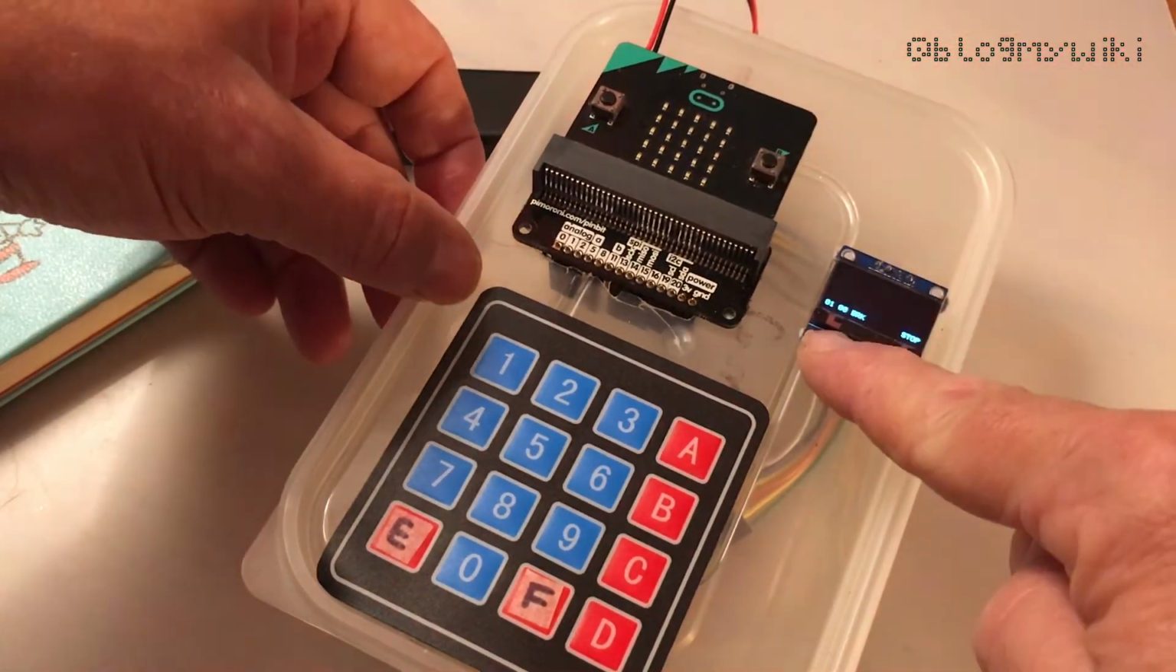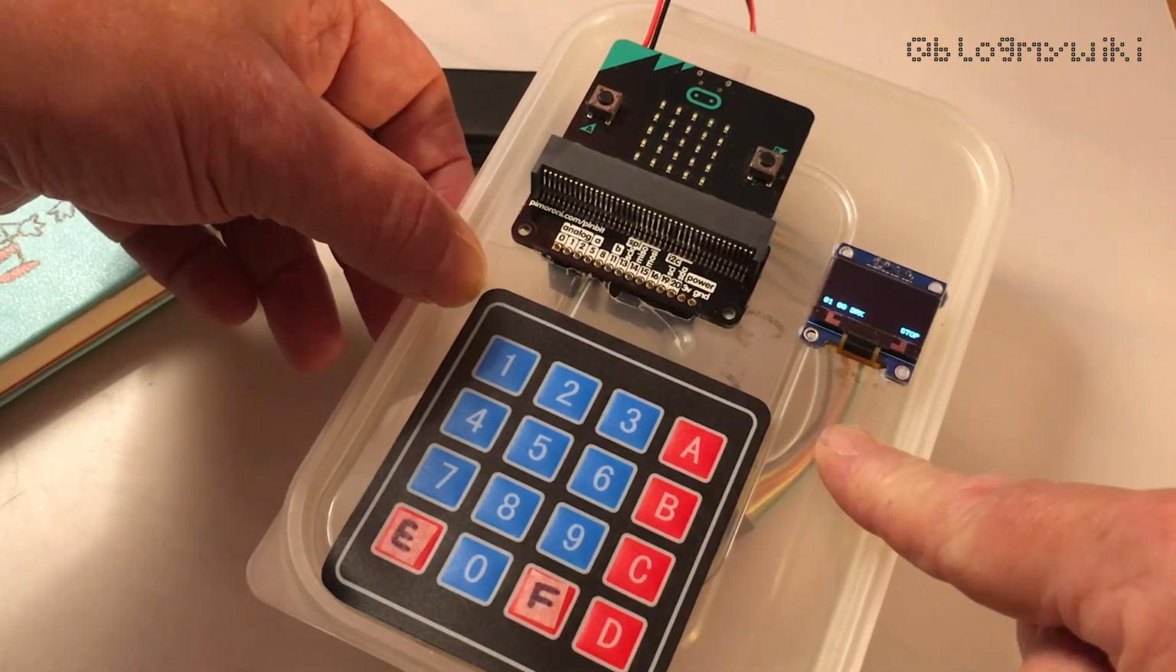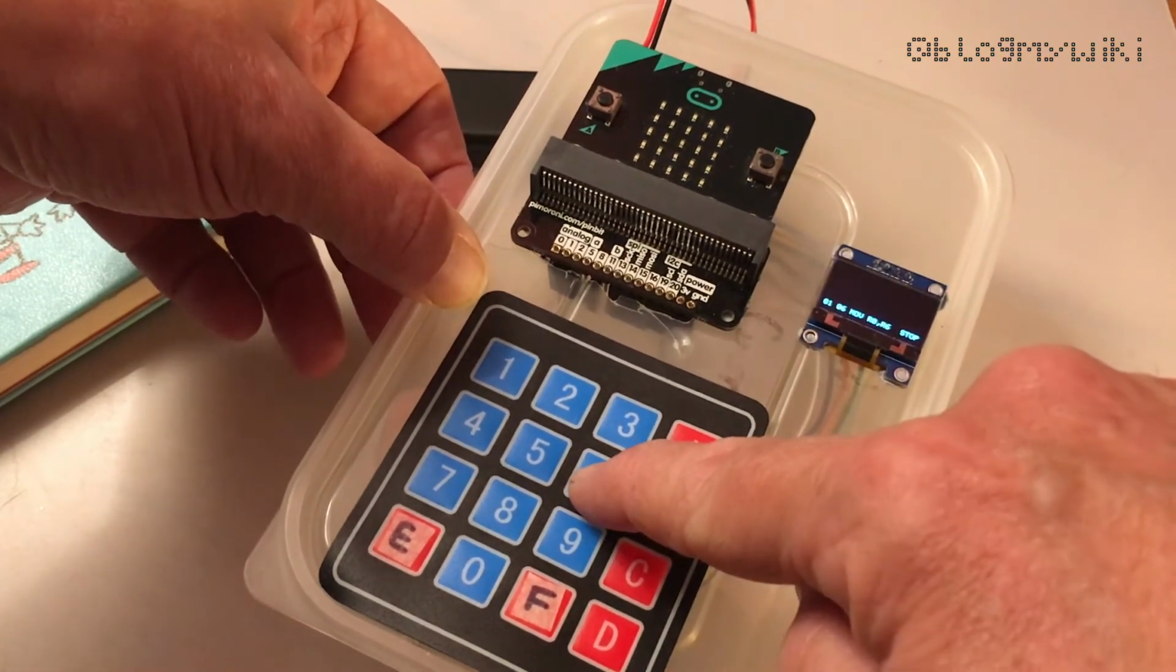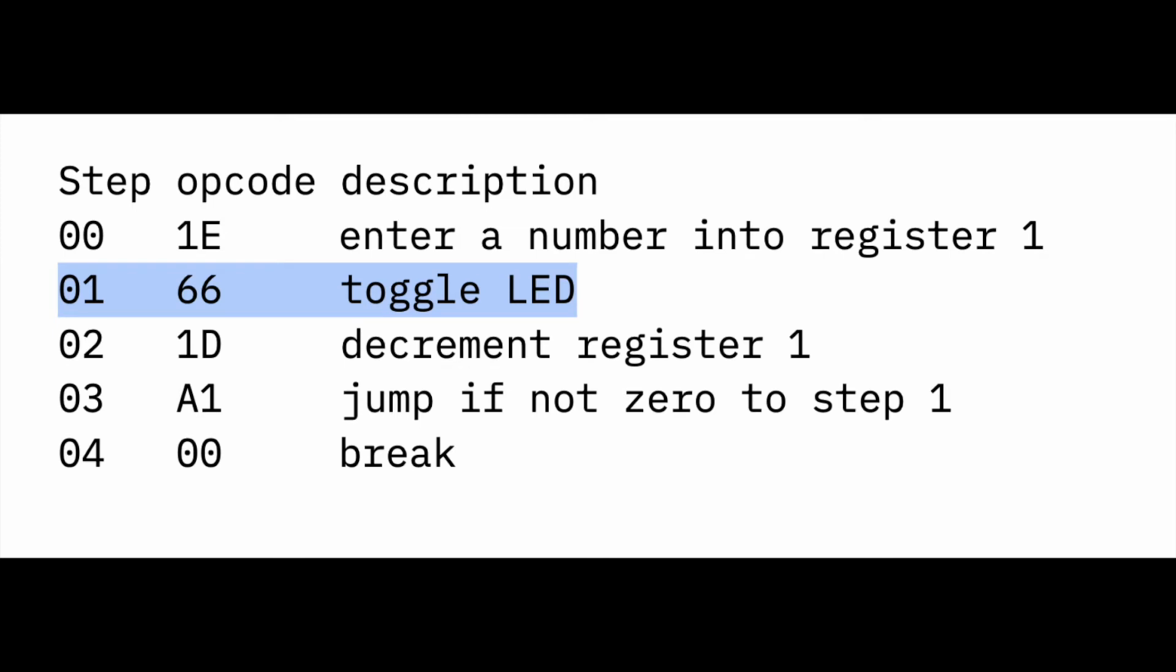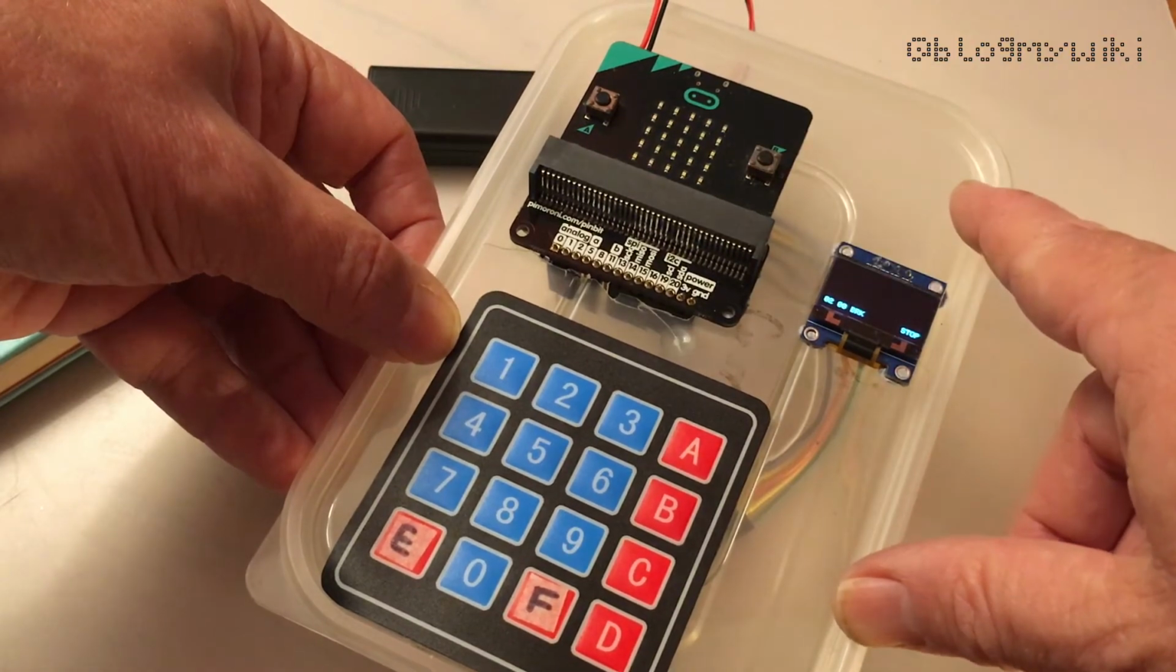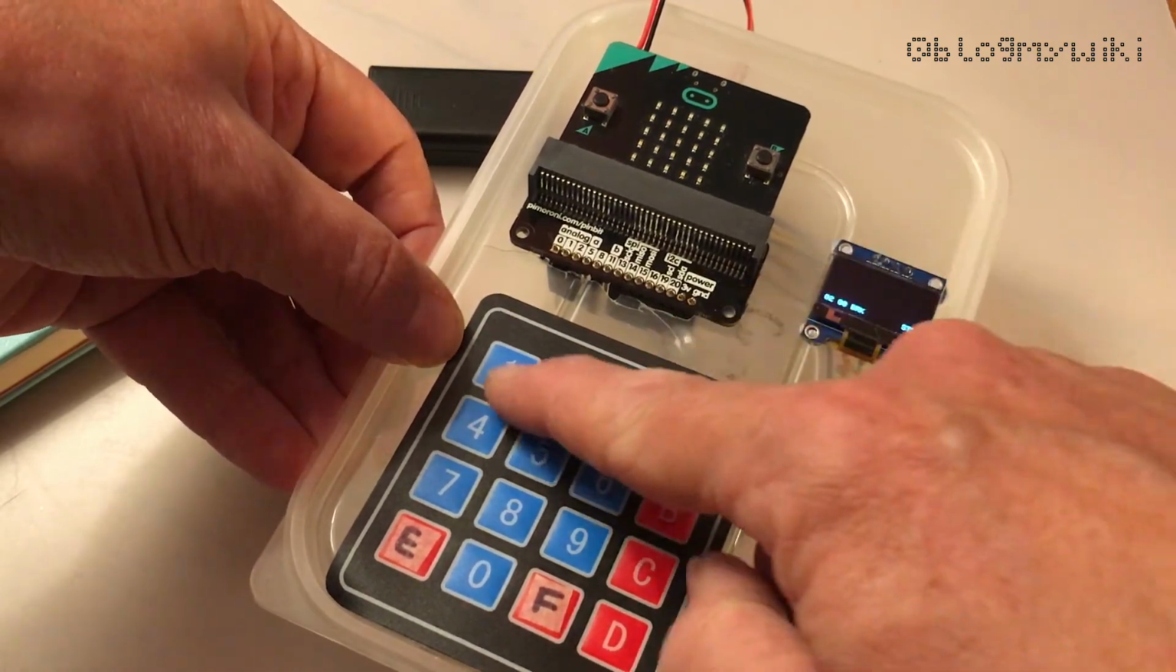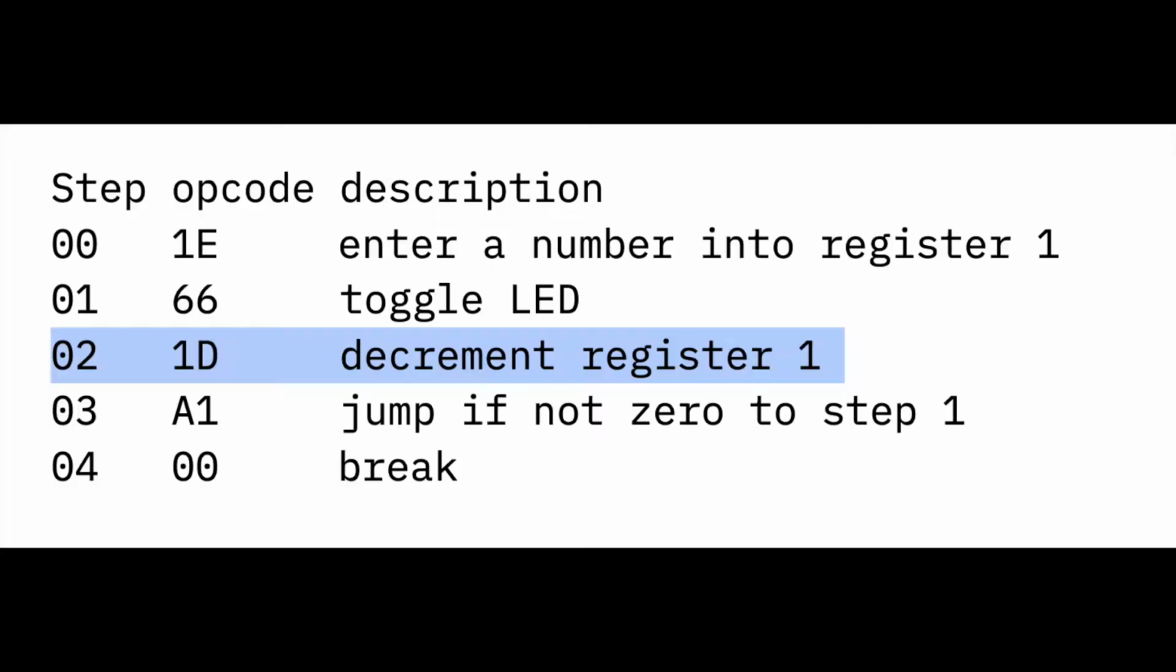So we're going to go to the next step, which is step number 1. And we're going to put instruction 6 in there. That's the toggle instruction, which will blink an LED on the screen. And the next instruction we're going to put in is 1D. That's for decrement register 1. Again, the number is the register, so 4D would decrement register 4.